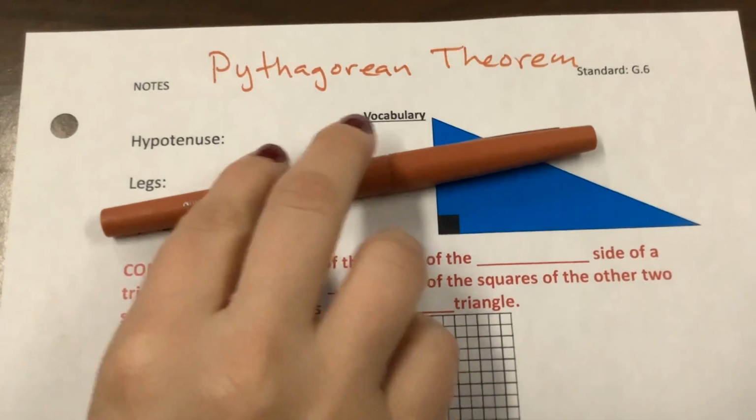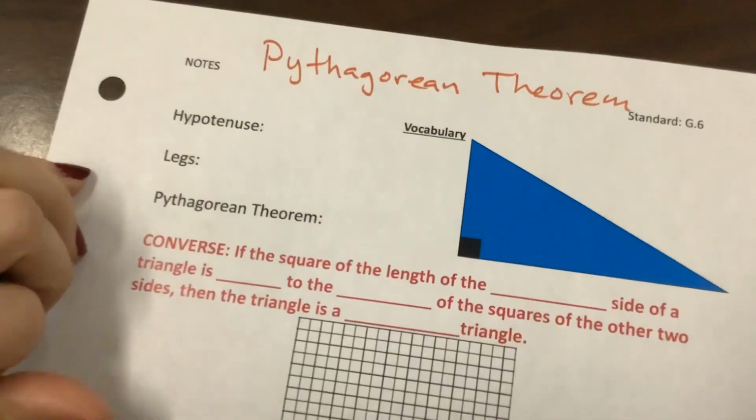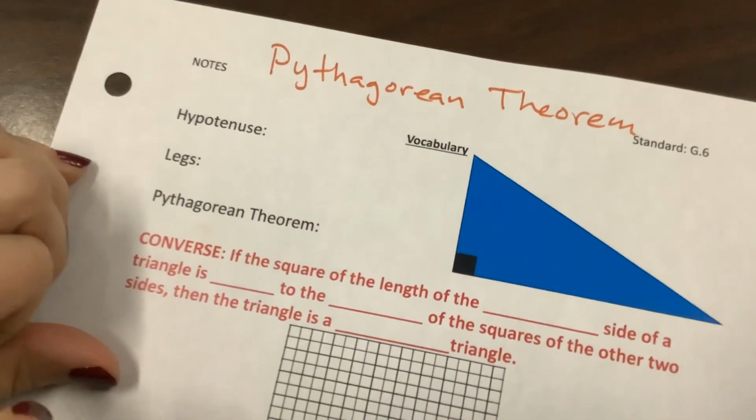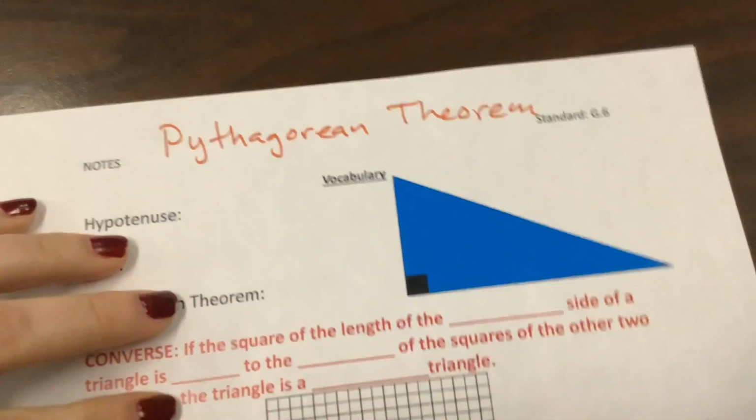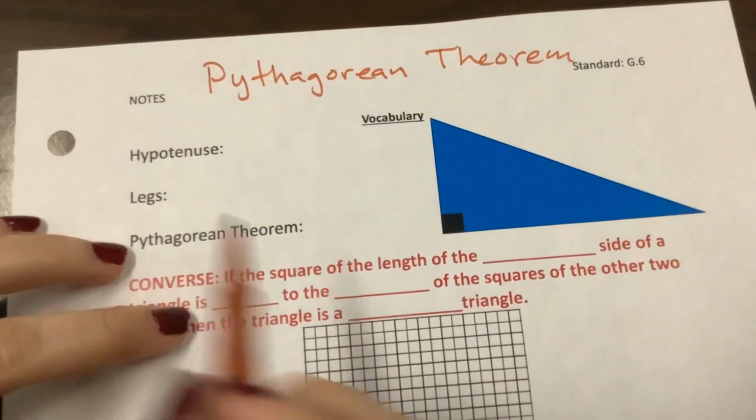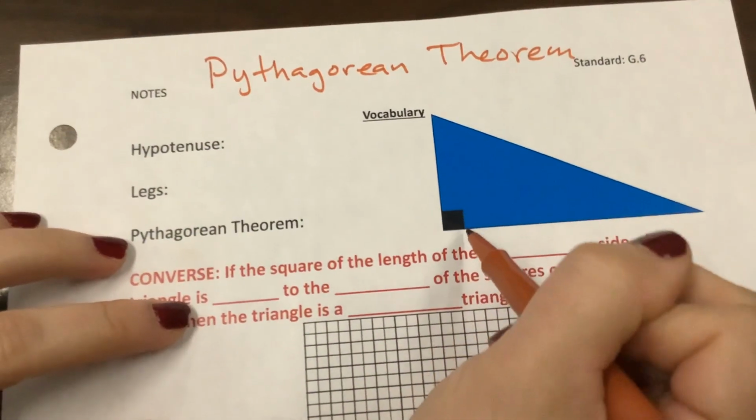It only has to do with right triangles. So if it's not a right triangle, then we don't use the Pythagorean theorem with it. Remember that a right triangle is a triangle that has that 90-degree angle.